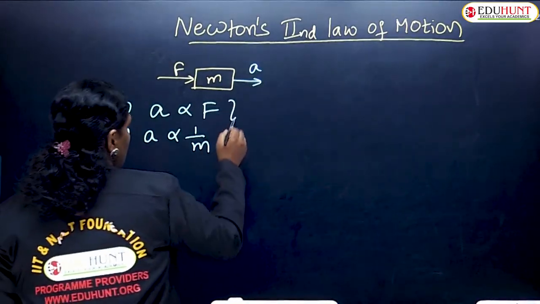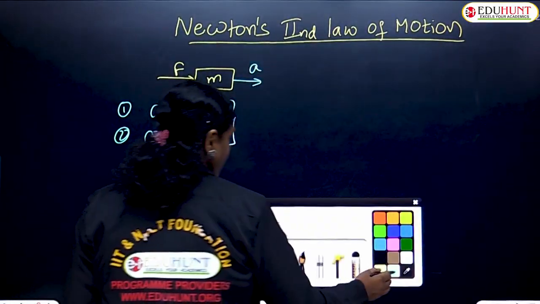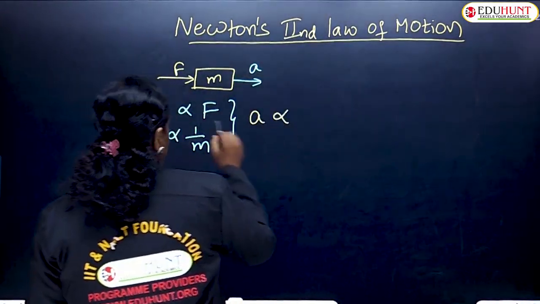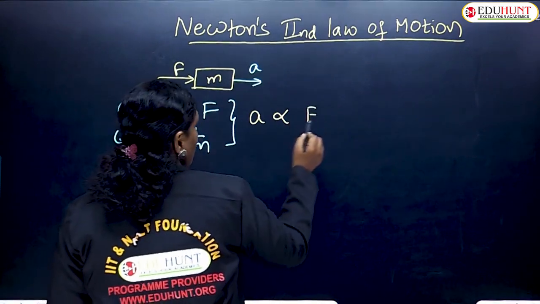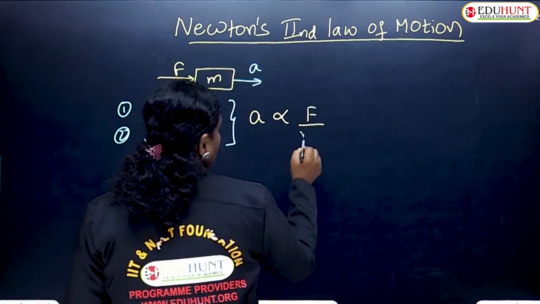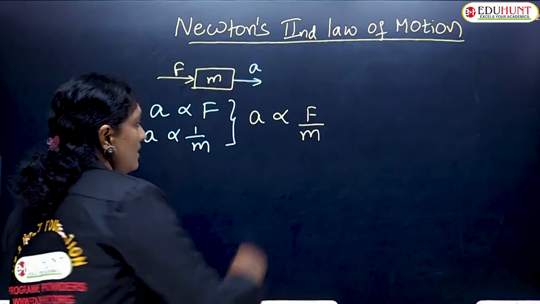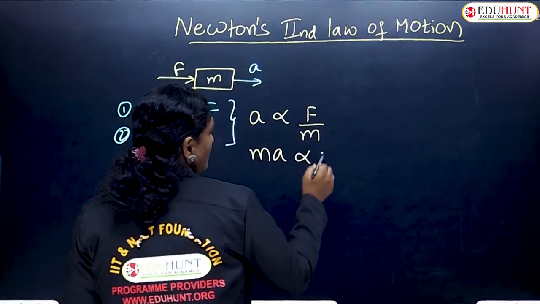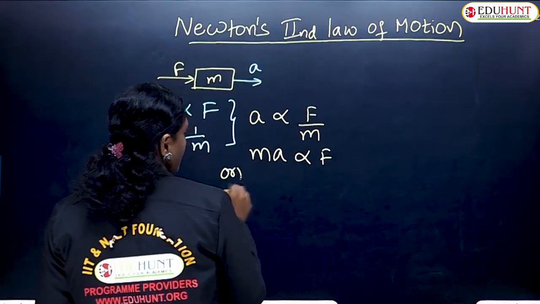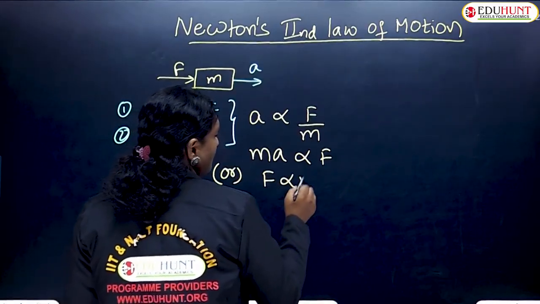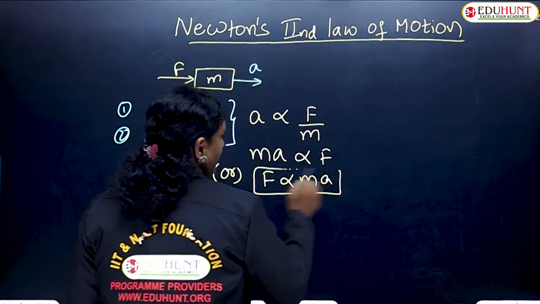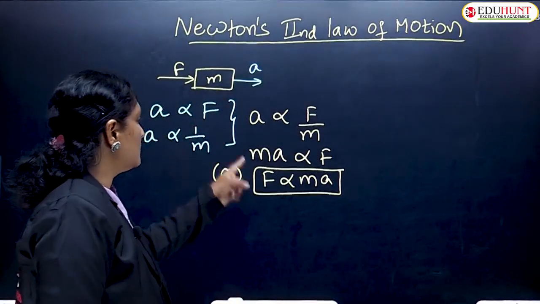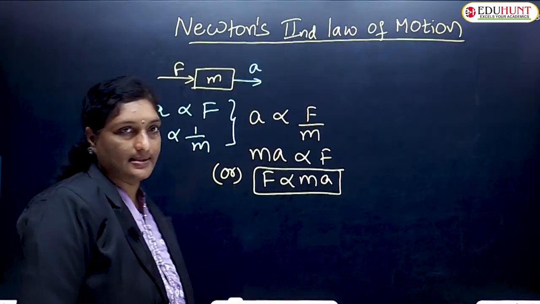So combining these two, we can conclude that acceleration of the body is proportional to force applied on the body and inversely proportional to mass of the body. Bringing the mass to the other side, then ma is proportional to F, or in simple form F is proportional to ma. F is proportional to ma. Hence Newton's second law can be said as this.